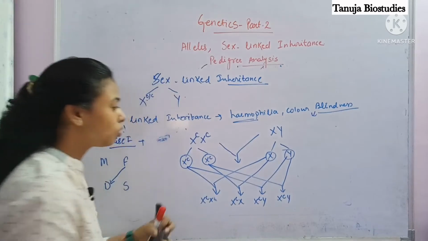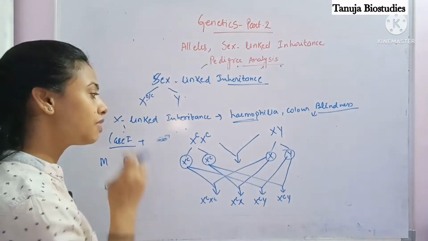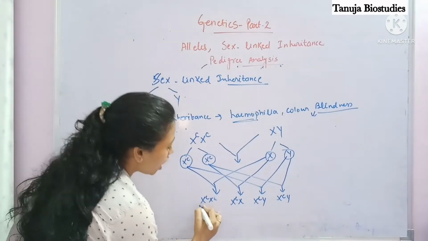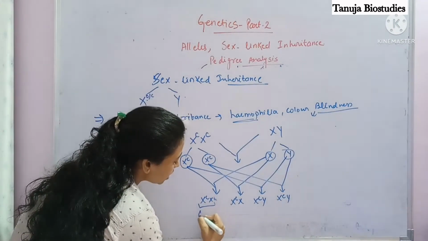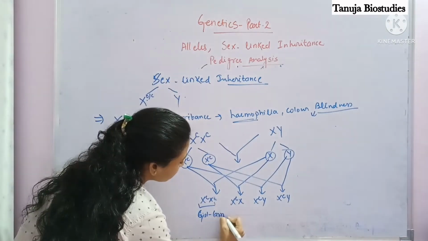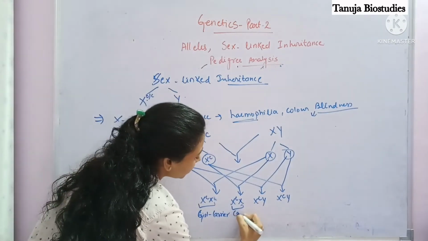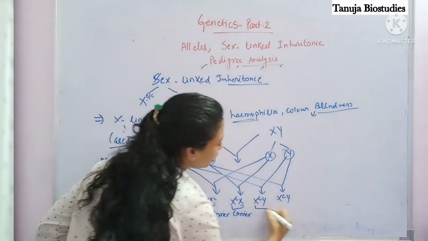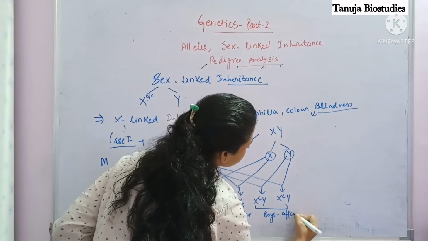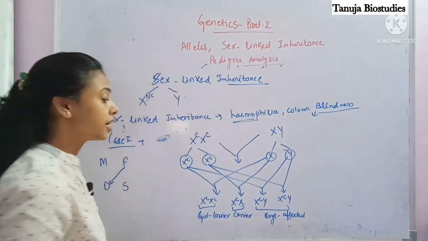Please do let me know whether you are clear or not this way. Otherwise I will always show it in a Punnett square form. Okay, so what will you say? This is the girl child, but she is a carrier. She is also a carrier, a girl. Both boys are affected, or you can say they are color blind.